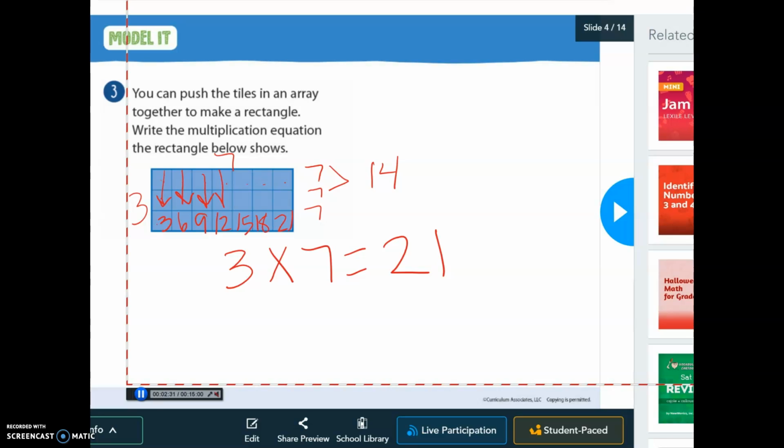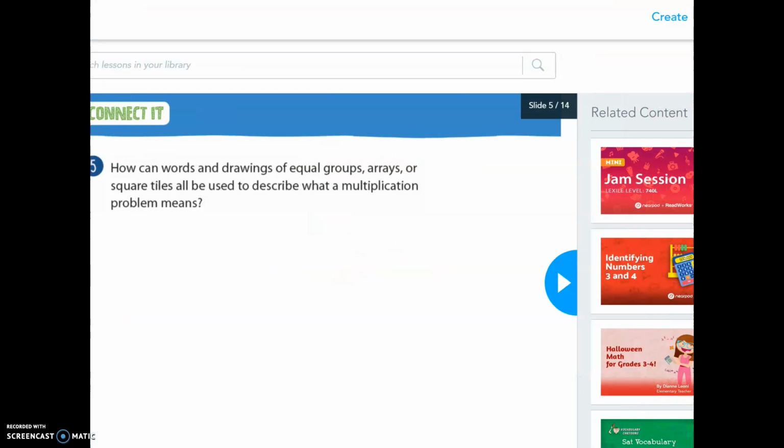So even if we counted 3s going down instead of 7s across, this one was 7s across, but if we count 3 going down, we will get the same thing. Because if you have equal groups, you should be getting the same thing. Let me see if I can move this over. It's not going to let me.